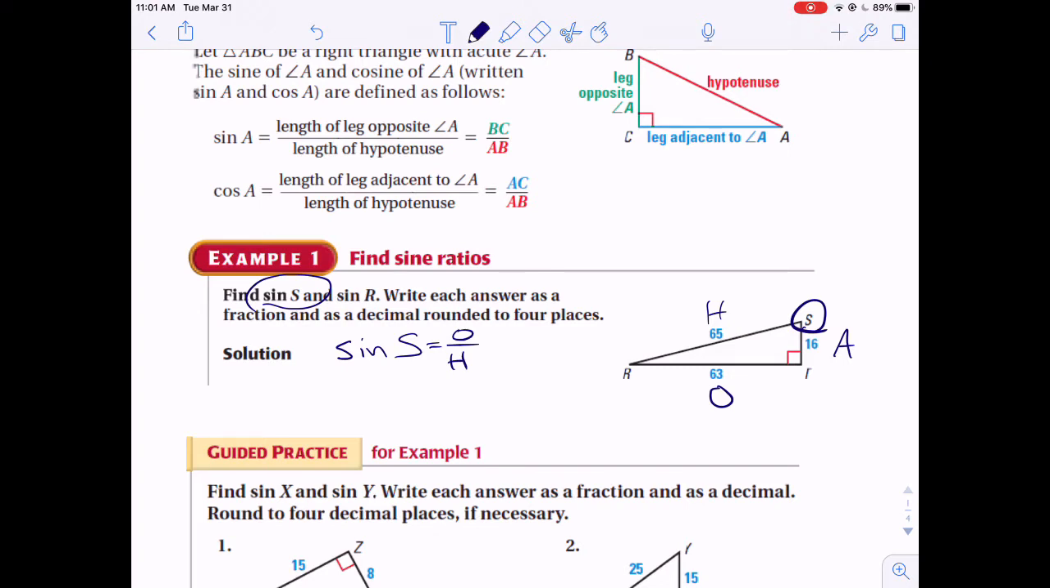Now you look at the drawing. I'm looking for my O and my H. Well, the O is the 63 at the bottom. The H is the 65 at the top. Put those into where the O and H are in that little ratio, that fraction. So the O is going to be 63 and 65 on the bottom, on the denominator. Okay, so there it is. There's your ratio.